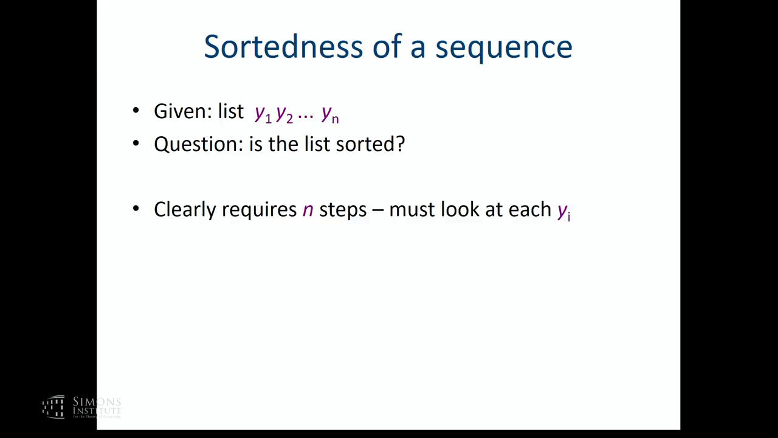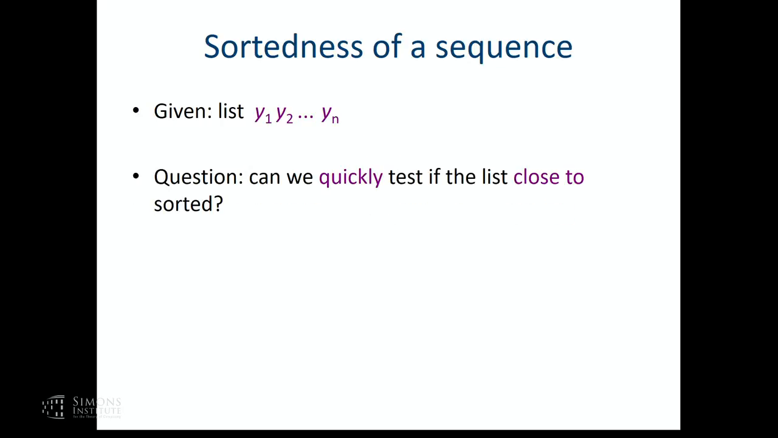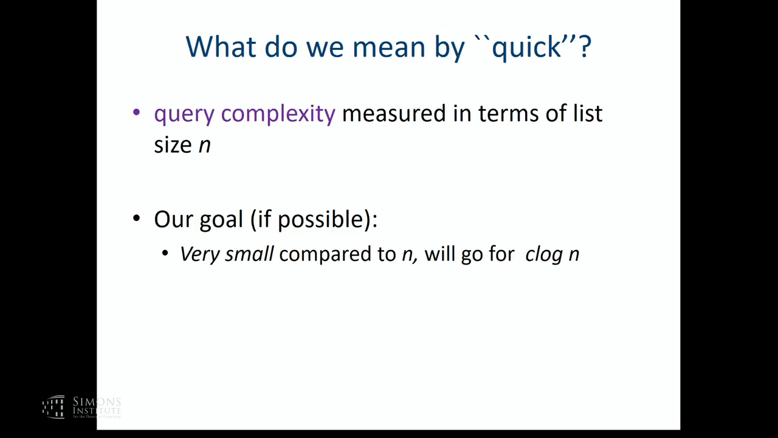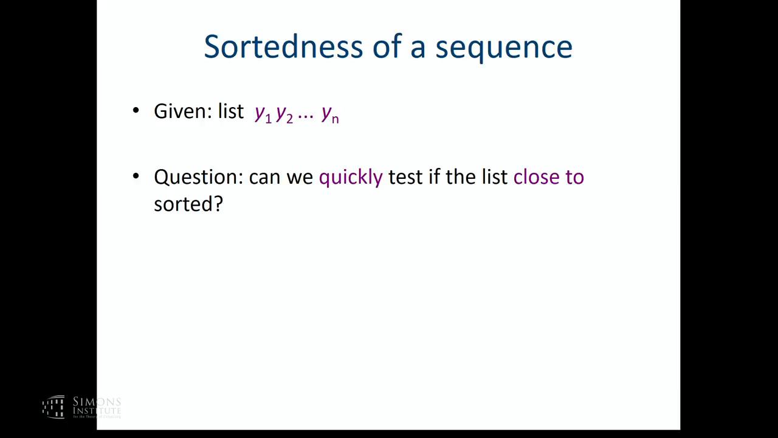But if I want to do something in sublinear time, I can't distinguish the case where all of them are sorted from the case that even one isn't sorted, because there might be just one thing that's wrong, that's out of place. And if I don't see it in my random sample, then I won't know about it. So our goal is to quickly test if the list is close to sorted.